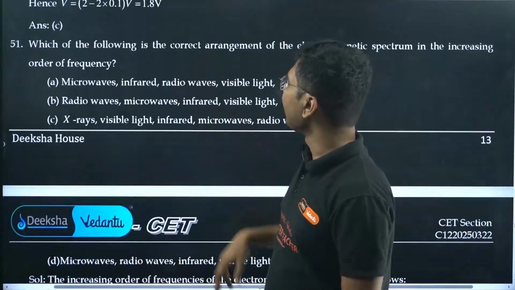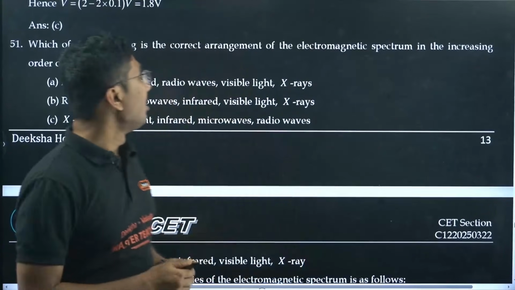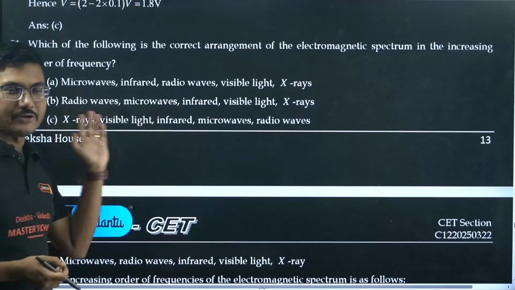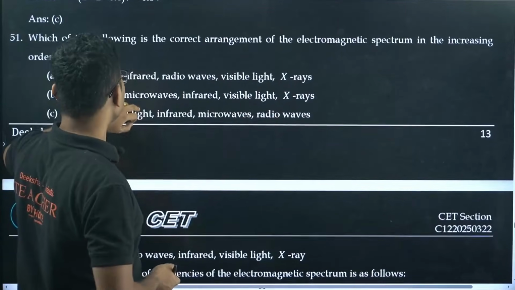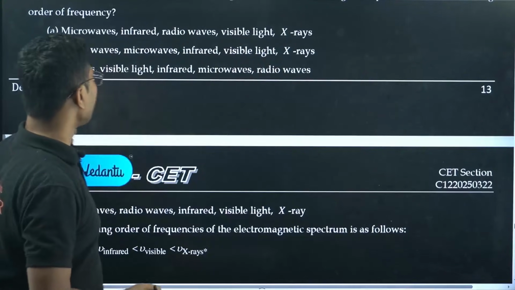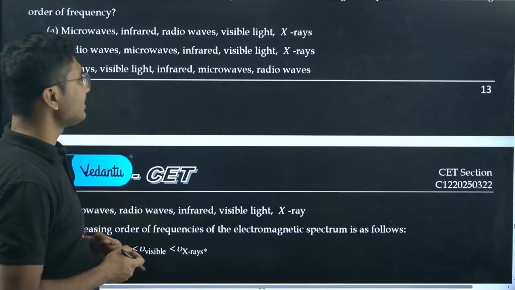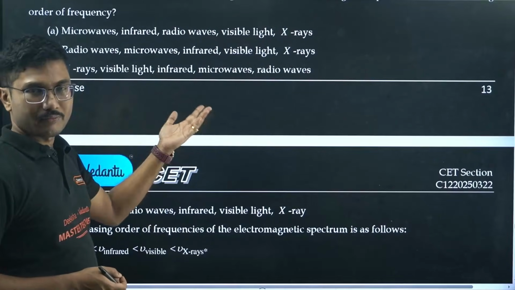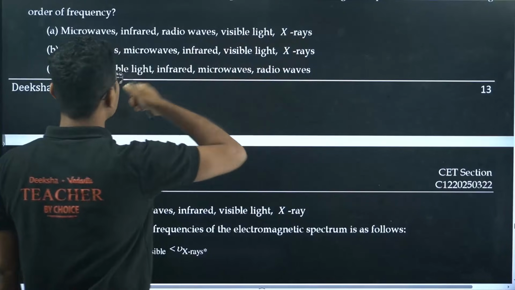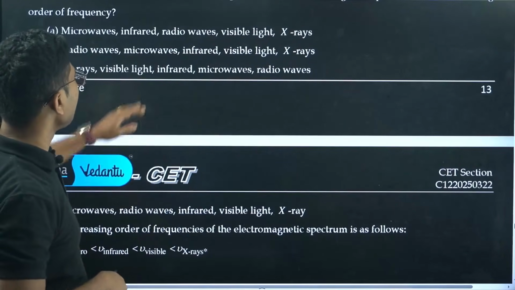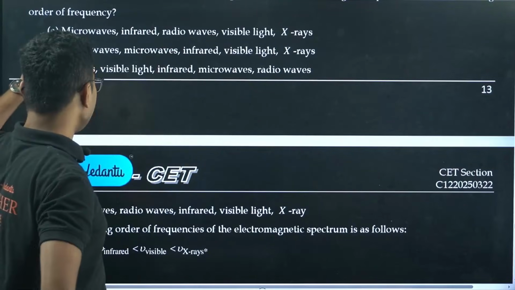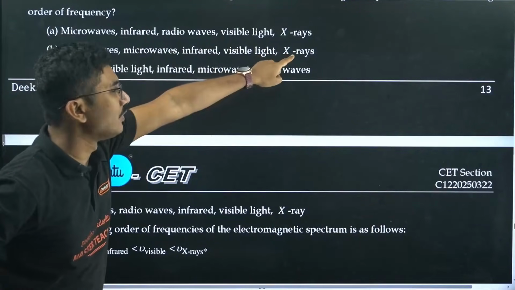Which of the following is the correct arrangement of the electromagnetic spectrum in increasing order of frequency? So frequency is increasing. Which one? Out of all these rays, X-ray has the highest frequency. So X-ray will always be at the end. So obviously the first one is wrong, because radio waves have the smallest frequency. So the start will be with radio waves and the end will be with X-rays.